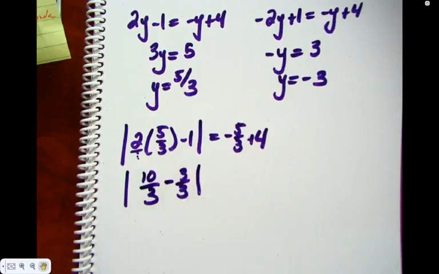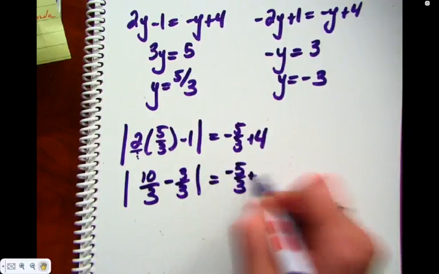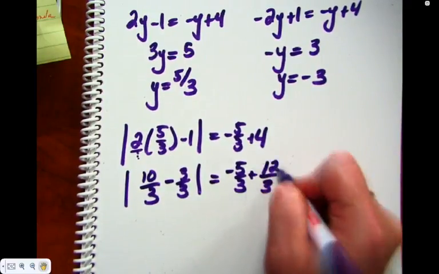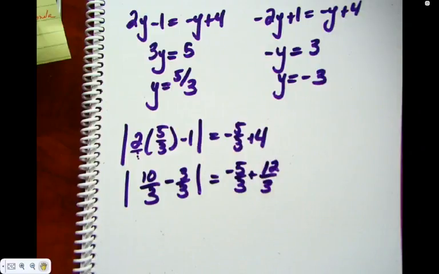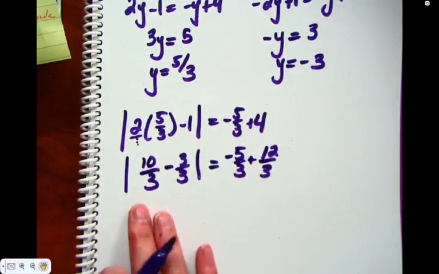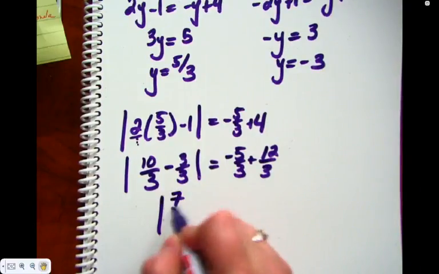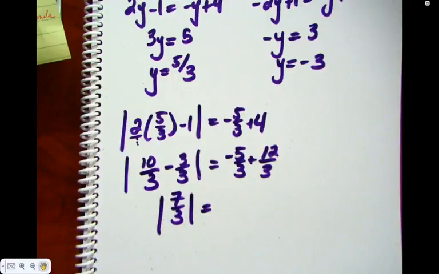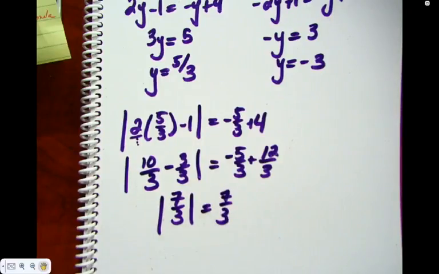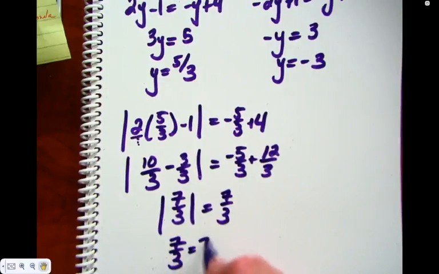3 on 3. The other side, I can keep my negative 5/3, but I have to change the 4 into a denominator of 3. 12 on 3. 10 on 3 minus 3 on 3. Negative 5/3 plus 12/3. Absolute value of 7/3. Conclusion?